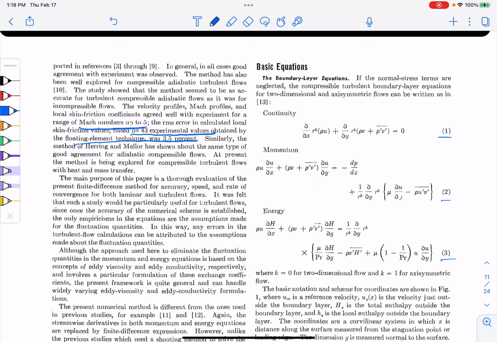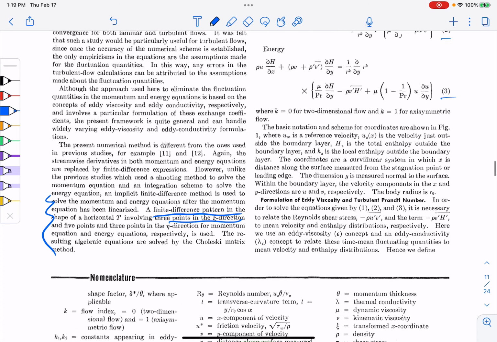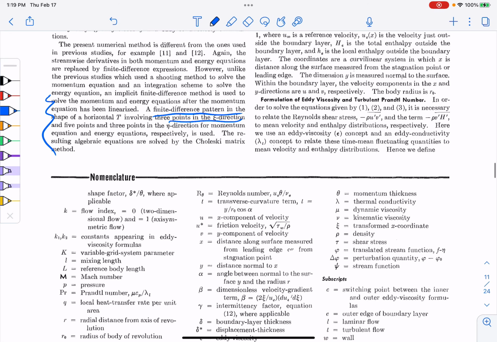So we've seen these, and remember, this is a little r to the k value. He just sets k equals 0 for 2D flow, k equals 1 for axisymmetric, and he's interested in axisymmetric problems. So we go down here.